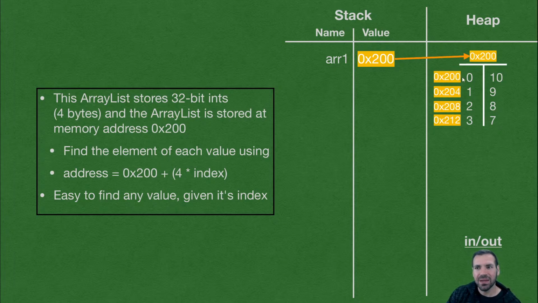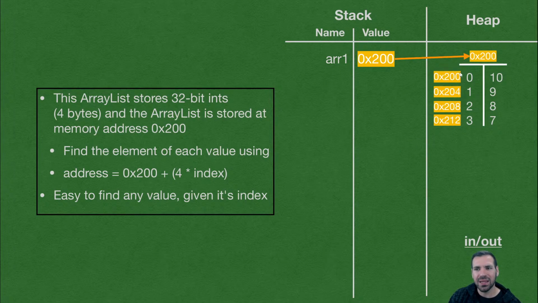So the first value's first byte is 0x200. This 10 is stored in 0x200 to 0x203. That's the 4 bytes for this value. Then the next 4 bytes for this value, next 4 bytes for this value. And since these are hex values, this 212 should be 20C. Because this is a hex value, I'm treating this like it's a decimal. I just wasn't thinking when I made the slide. But this should say 20C since it's a hex value.